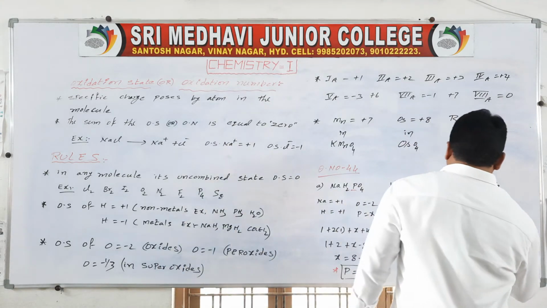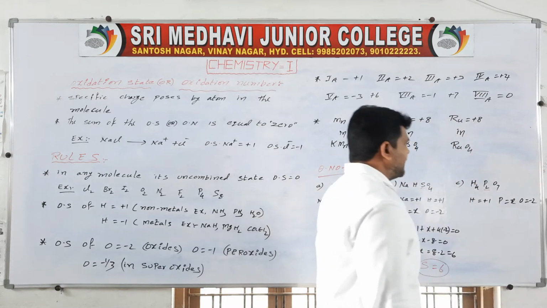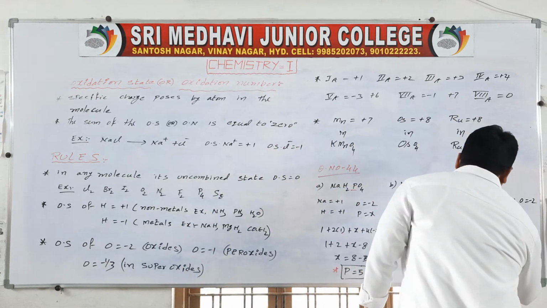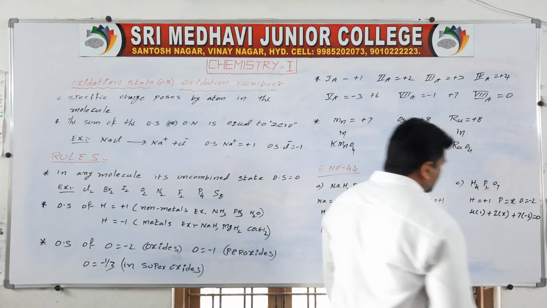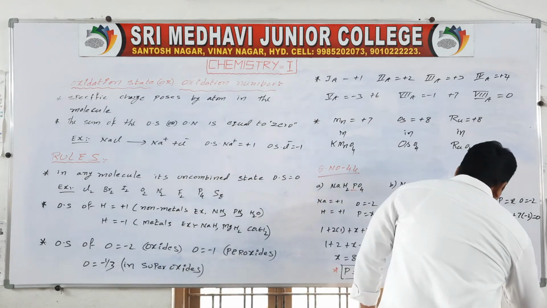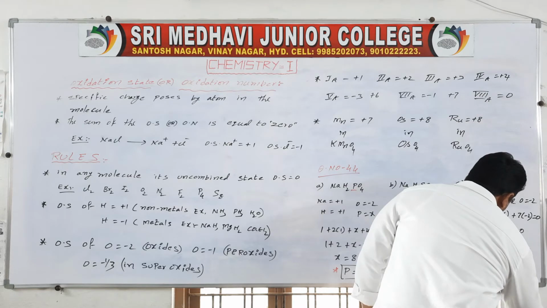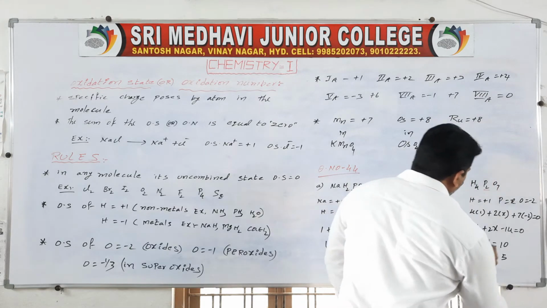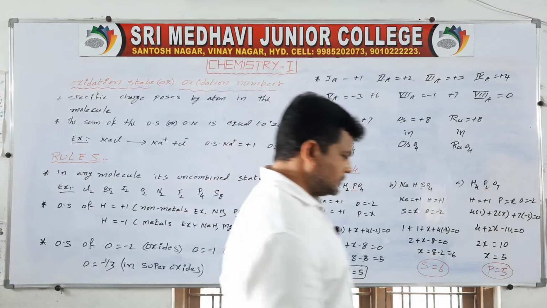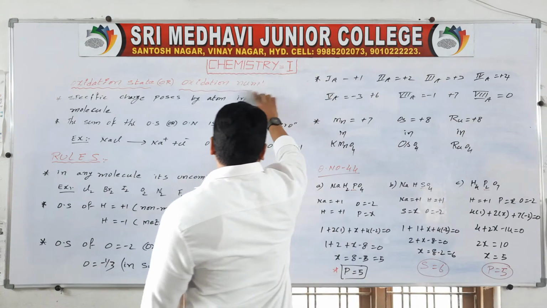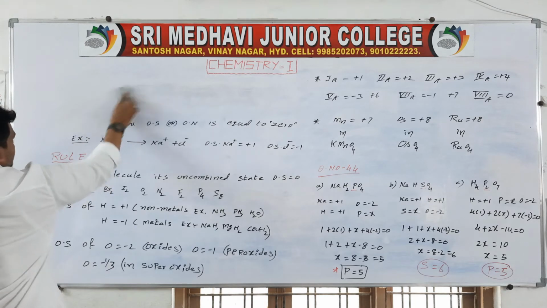Then here, hydrogen equals plus 1, phosphorus equals X, oxygen equals minus 2. Substitute: 4 into 1 plus 2 into X plus 7 into minus 2 equals 0. Then 4 plus 2x minus 14 equals 0. Then 2x equals 10. So x equals 5. Then phosphorus equals 5. Okay, this is the way we calculate oxidation states. So this is a very important topic.